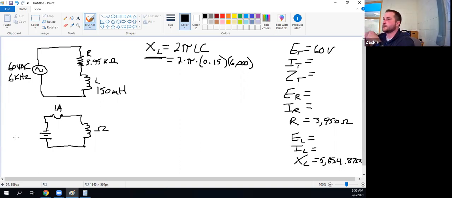In an AC circuit, because it's coiled up, it has inductive reactance. It has to do with the rate of change of current in the circuit. That's where the reactance comes from. Same with a capacitor, right?